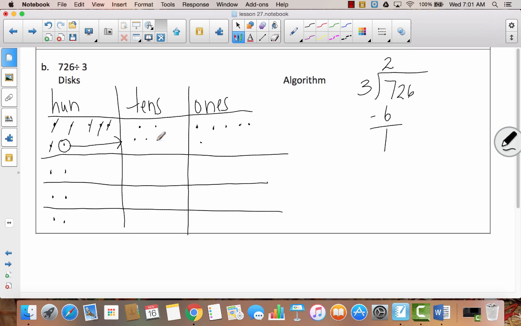1, 2, 3, 4, 5, 6, 7, 8, 9, 10. So now I have 10, 11, 12 tens. So I'm going to bring down this 2 from the tens to show that I have 12 tens. Now let's divide the 12 tens. Now I'm thinking ahead. 12 divided by 3 is 4. So I'm going to go ahead and put 4 in each group.